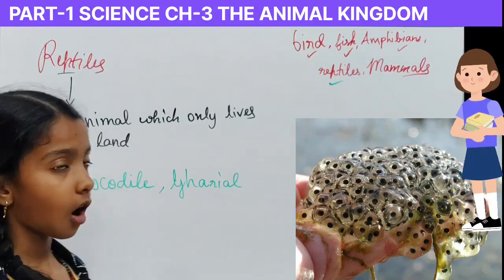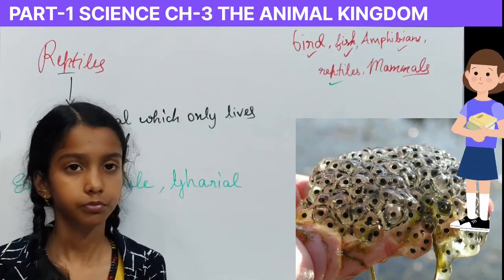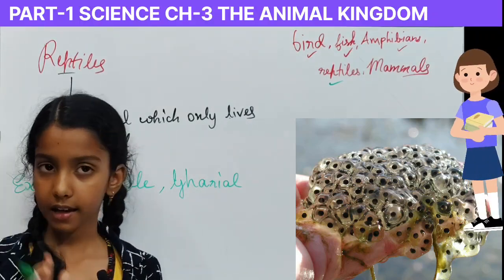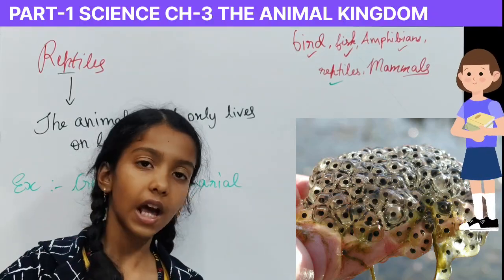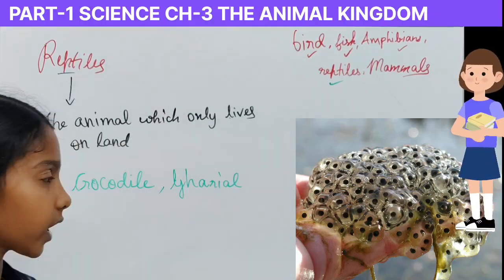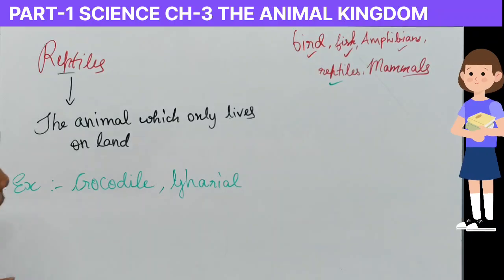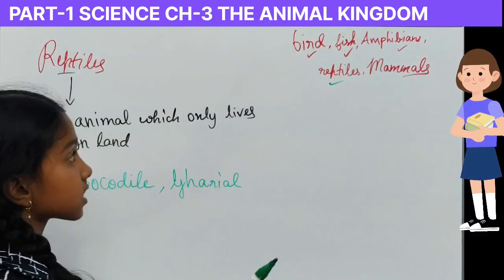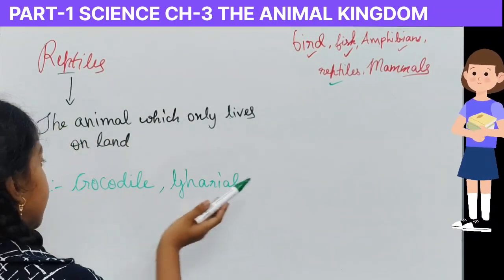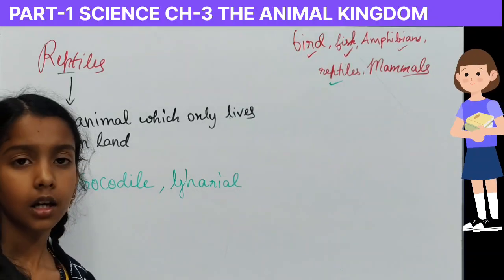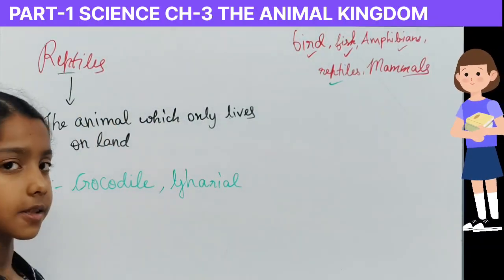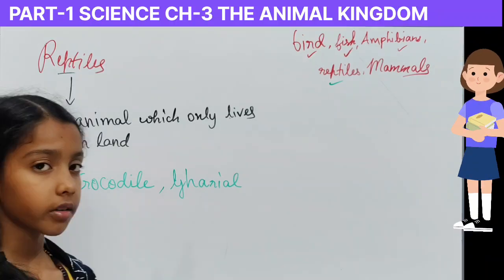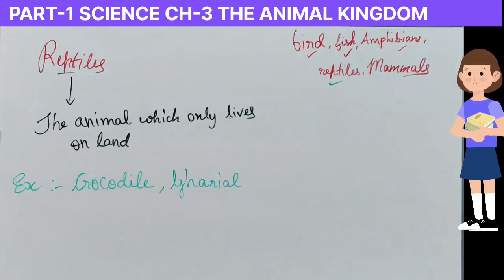Okay, these are frog eggs. Those are the eggs. When they lay the eggs, the young ones hatch out from them. So like this, the amphibian also lays eggs, even the fish, the bird and the reptiles. Now we are going to learn whether mammals lay eggs, and the meaning of mammals.